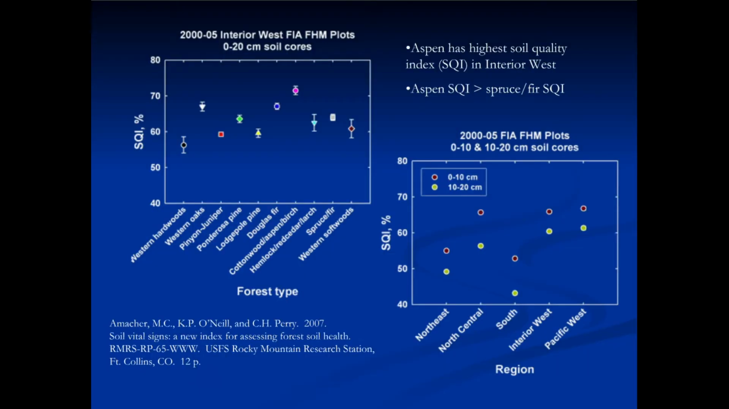We've summarized all of our soil properties in a derived index we call the Soil Quality Index, and we published a paper on that recently. Aspen has the highest soil quality index of all the forest types in the interior West, by far. The lower the soil quality index, the higher the risk of soil-related forest health decline.